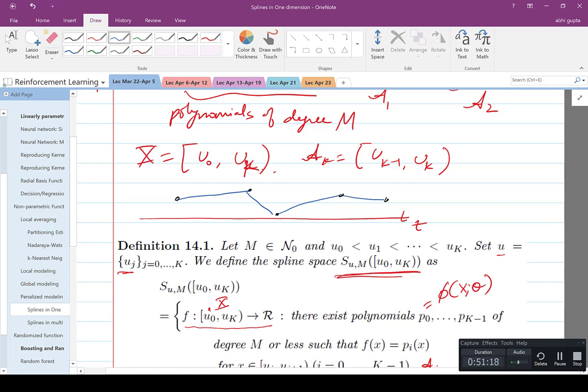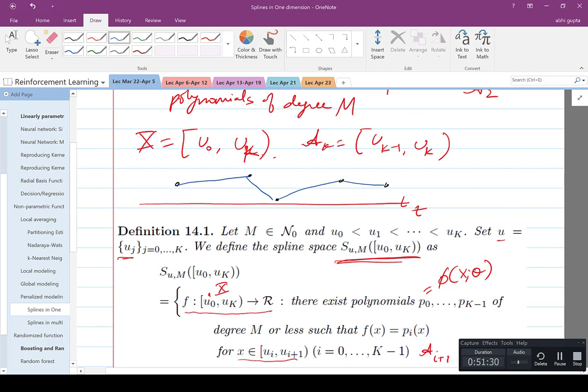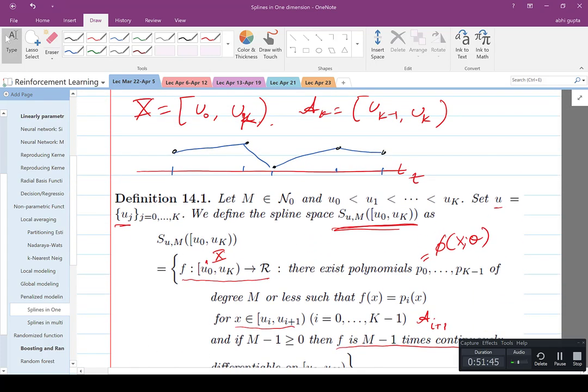it's a spline, because you're using polynomials of degree 1 in order to estimate the function in between these two points. These are the knots, and at each of these points the function is not differentiable because the left derivative is not equal to the right derivative, but nonetheless it is continuous. So it is continuous but not differentiable at knots.